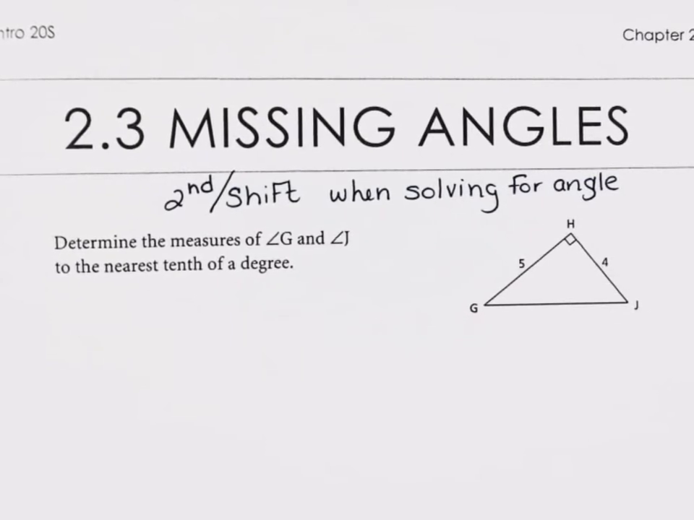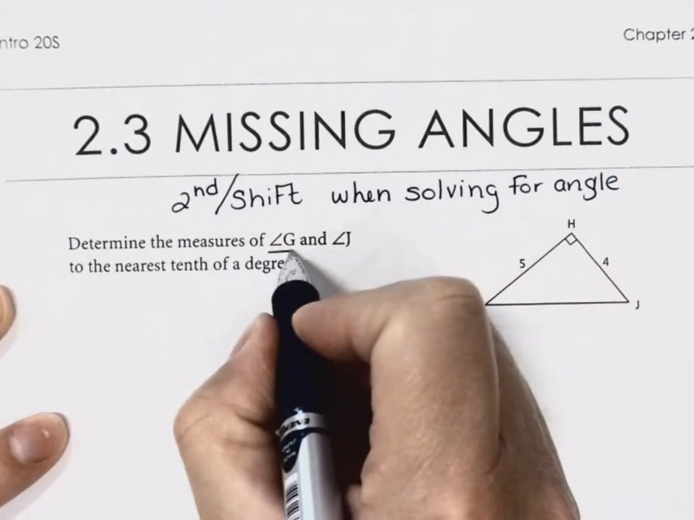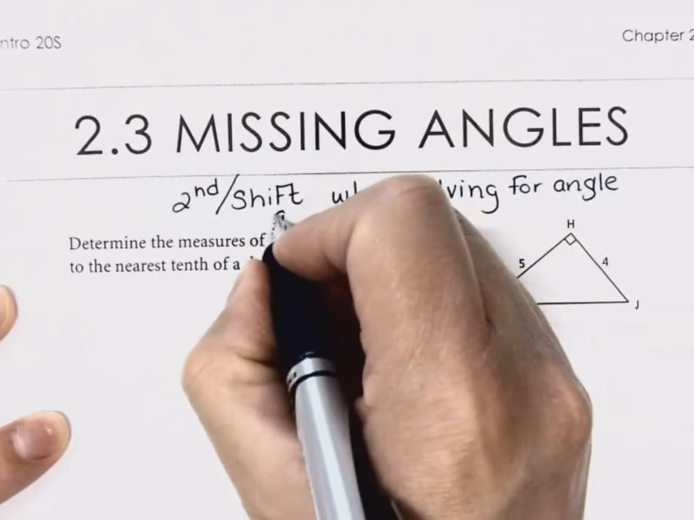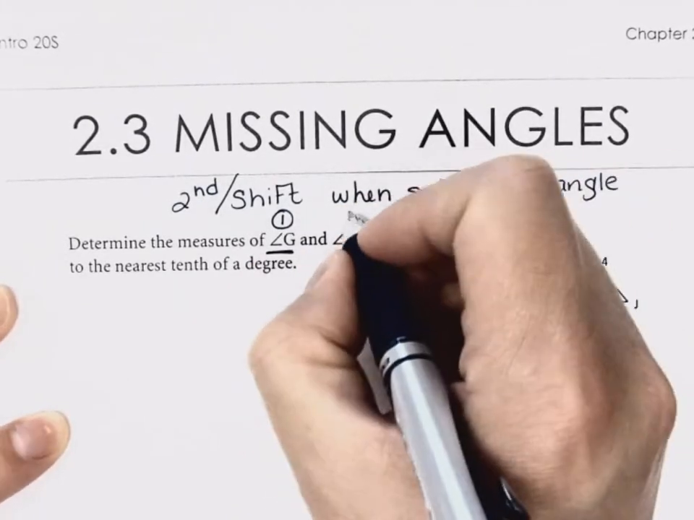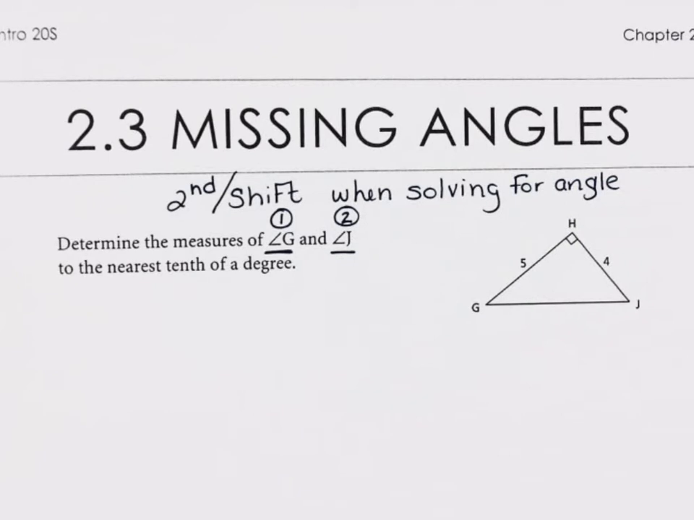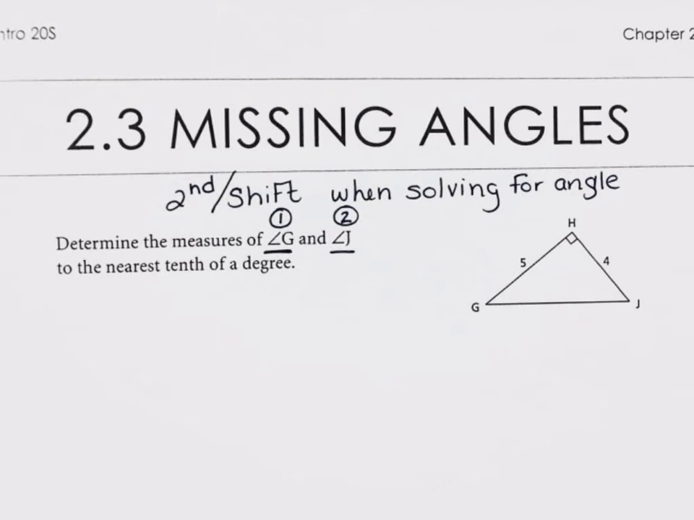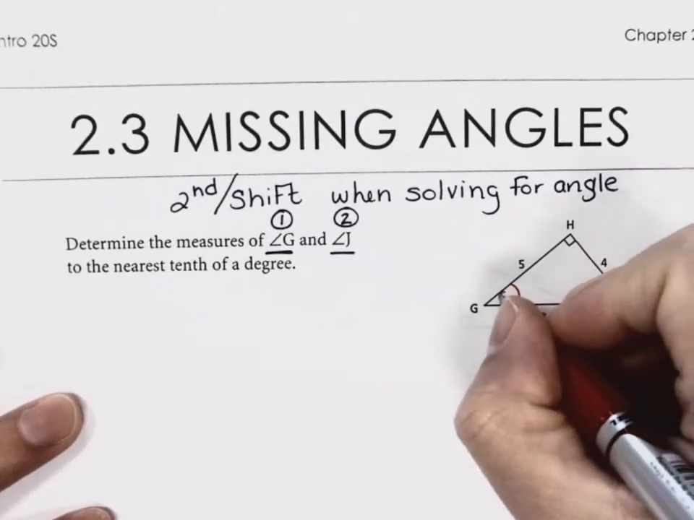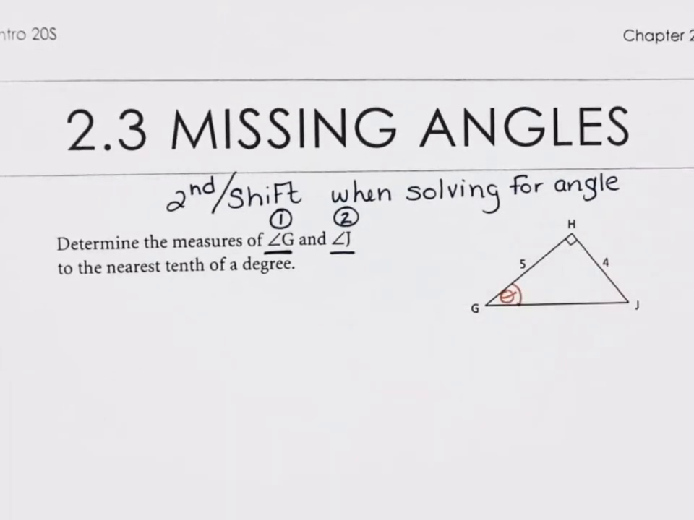All right, so we've got to do this in two different steps. We're solving for angle G, so we're going to do that first. And then we're going to solve for angle J, and we'll do that second. It's almost like this is a two-part question. So we're going to do G first. Angle G, so I'm going to indicate that there. So there's my angle. What is my first step? What am I going to do?